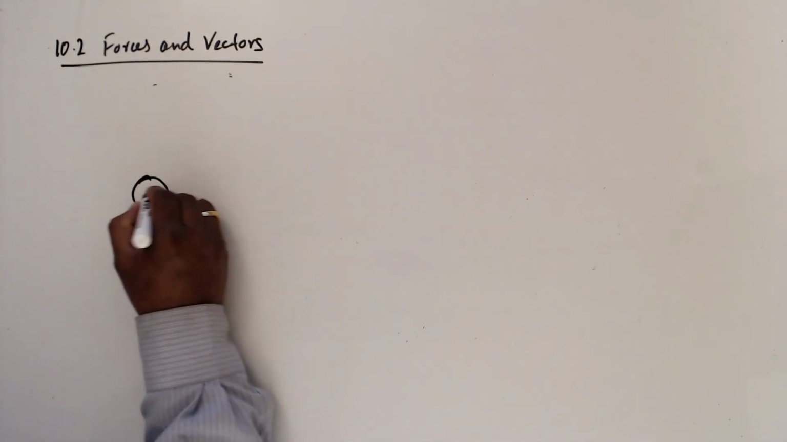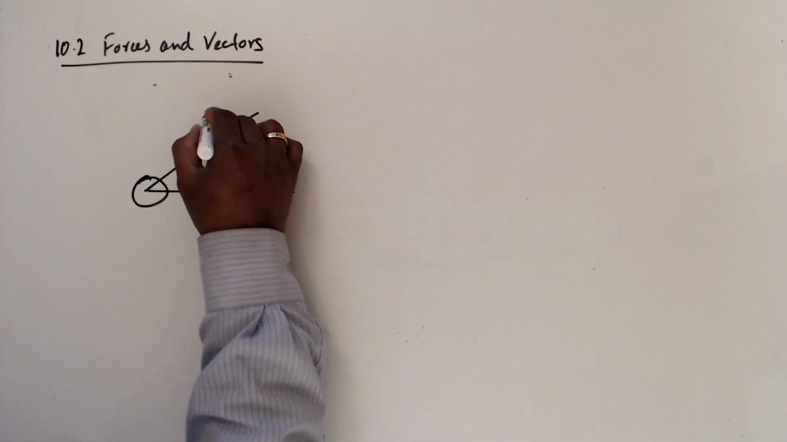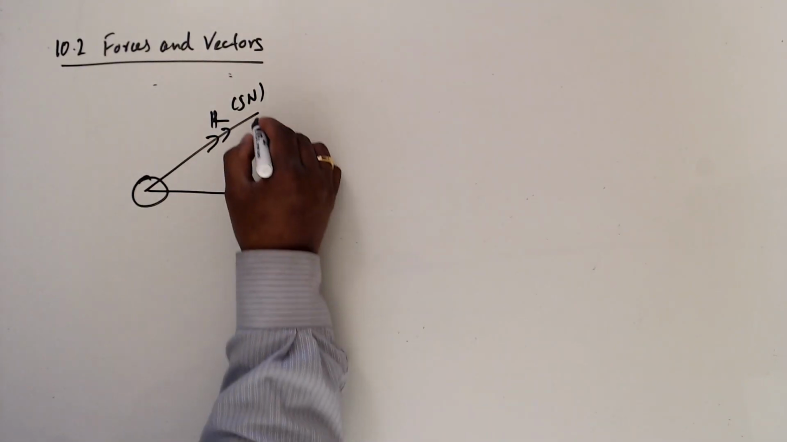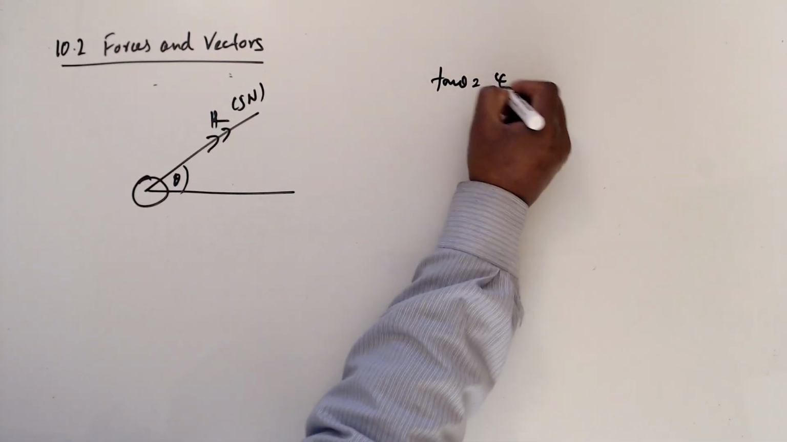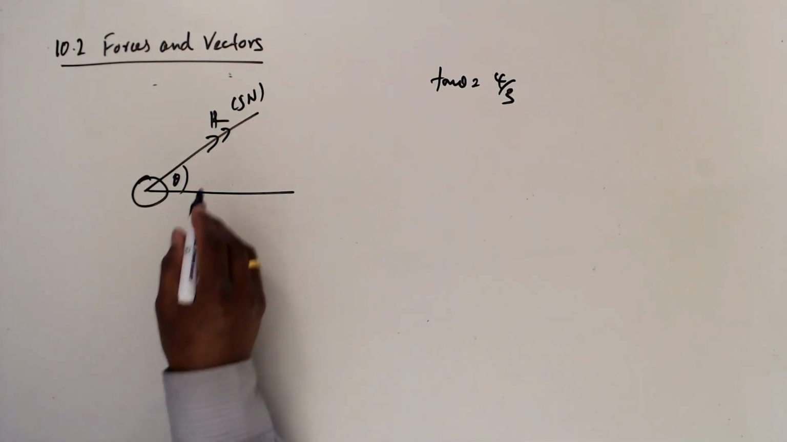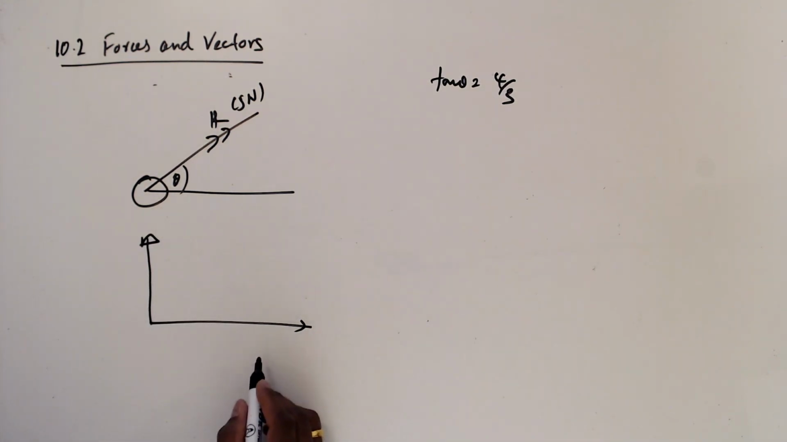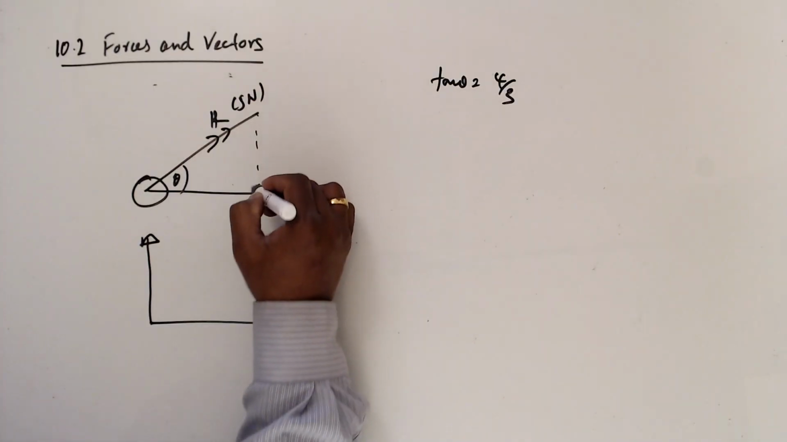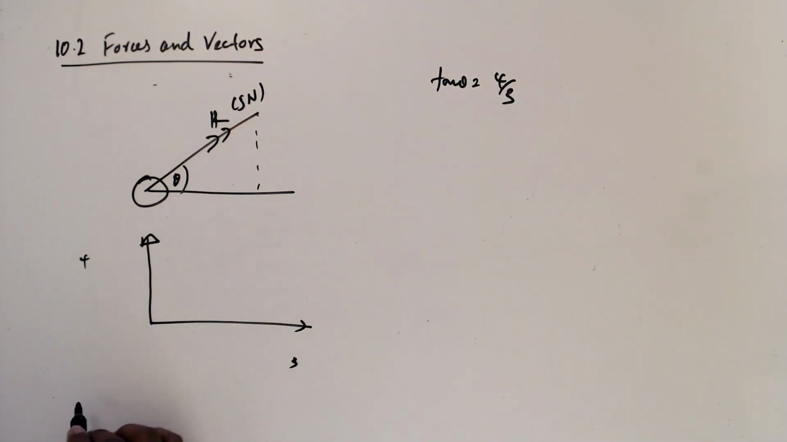Now, this is R, 5 Newton, and this is theta. Tan theta equals 4 by 3. Now, can you break this into horizontal and vertical components? Can you find the horizontal and vertical components? We know this is going to be 4 and this is going to be 3. We did this.